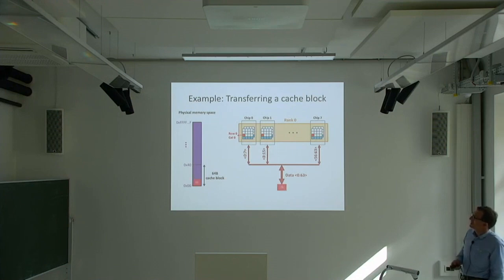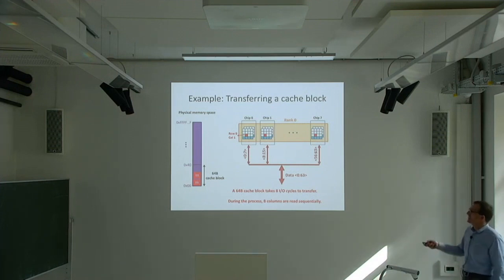You get the 8 bytes, and then the next 8 bytes come from the next column in the same row in different chips. And then you do the next one, next one, next one. Basically, consecutive columns give you the consecutive bytes in the cache block. So a 64-byte cache block in this case takes 8 bus cycles, I/O cycles to transfer. And during the process, 8 columns are read sequentially, as we can see. So it's a cumbersome process to get 64 bytes out of memory. That leads to latency.